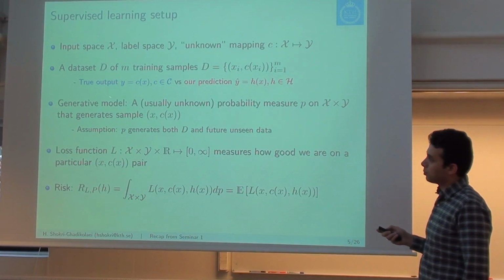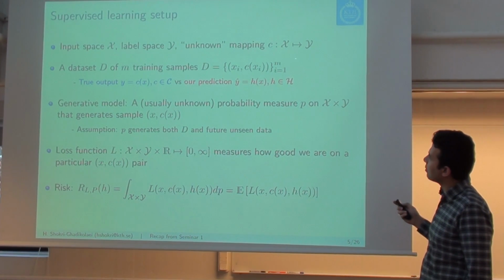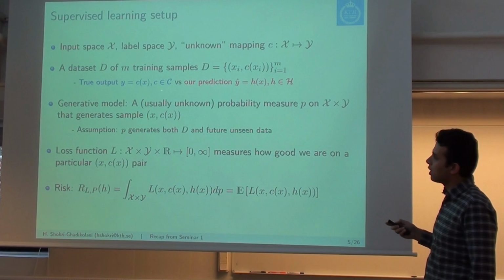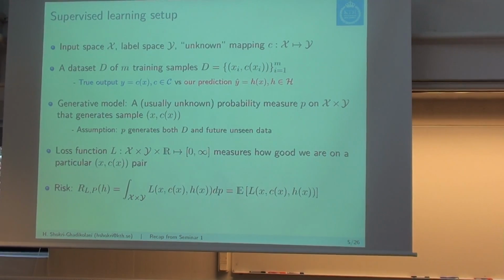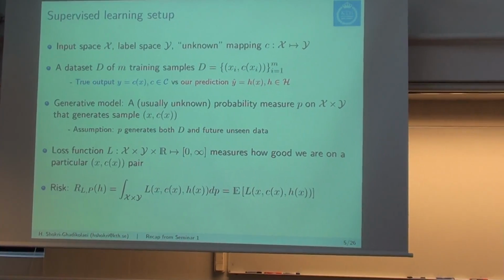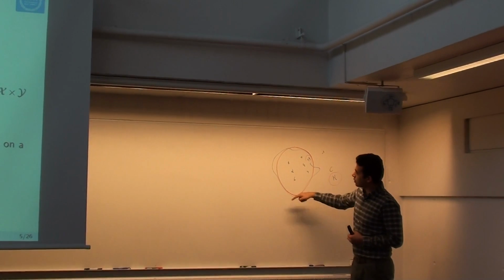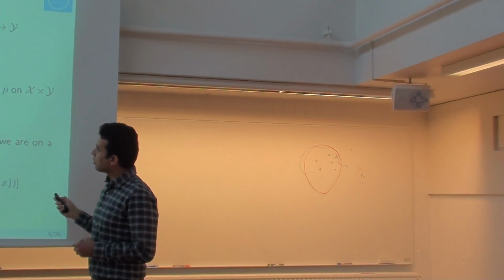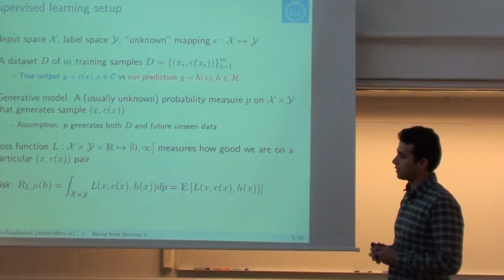We have the true output, which is y, which is c of x. So you have x, and then here is the mapping from x to y, right? From inputs to the label space. So here you have the true output. In this case, the true output looks like something like this. So you will put an x, and then this guy here says whether the output should be 1 or 0, and then you have a prediction of that output given by h that comes from some hypothesis space.